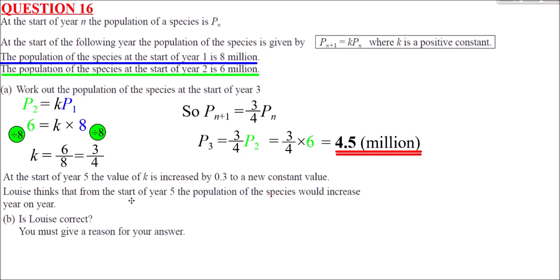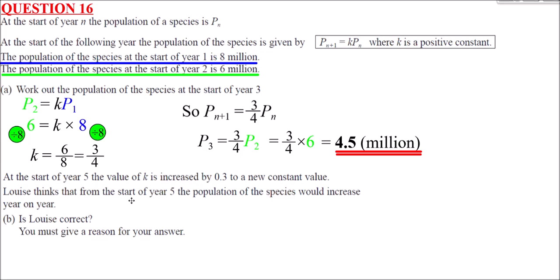It then says for part B that at the start of year 5, the value of k is increased by 0.3 to a new constant value. So the value is not changing, it's a constant still. Louise thinks that from the start of year 5, the population of the species would then increase year on year. Is she correct? You must give a reason for your answer.